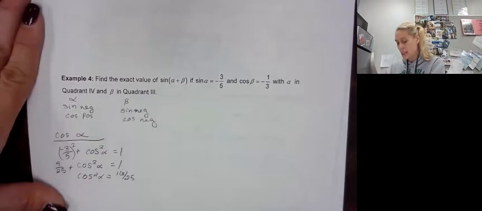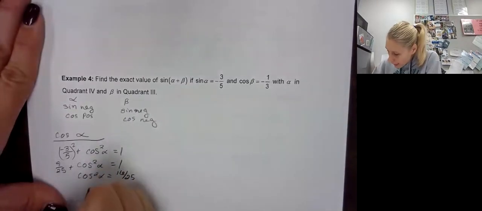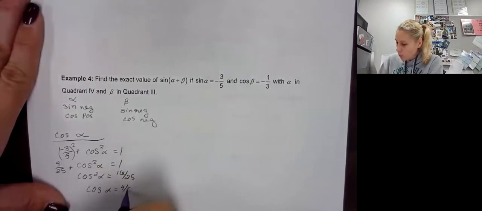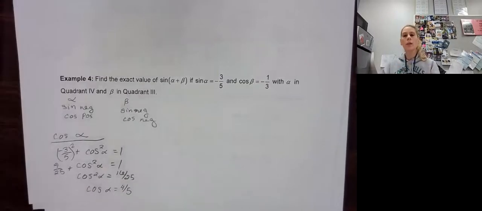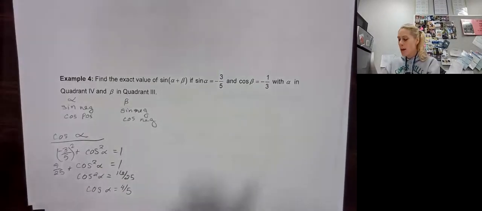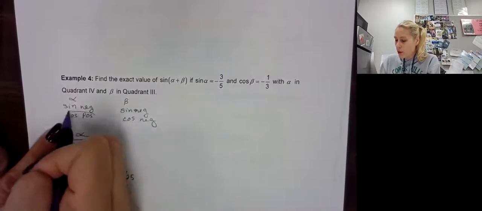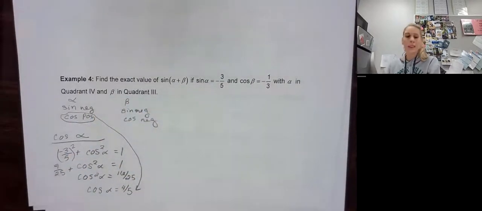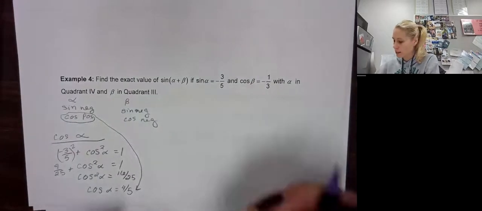And then to take the square root of both sides, I get cosine alpha of 4 over 5. Now, when we take the square root, usually we have a positive and a negative. But I know because alpha is in the fourth quadrant, cosine is going to be positive. So I will just keep that as positive 4/5.